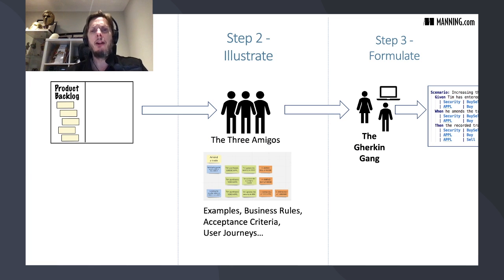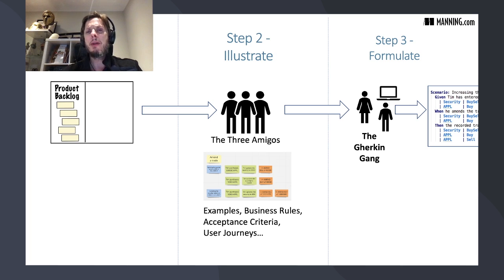And so what we found was that rather than writing your given when then statements either before the Three Amigos session or during the Three Amigos session, the best way to do it is to do it after the Three Amigos session, in a separate session. So the Three Amigos session is where you discuss business rules, examples, edge cases and constraints, and outcomes that you're trying to achieve, but you don't try and go into the syntax of given when then.